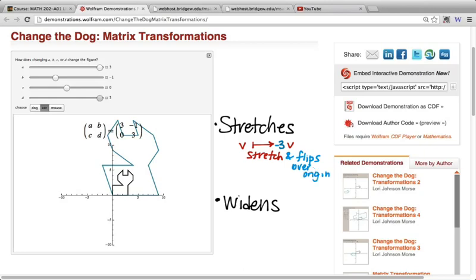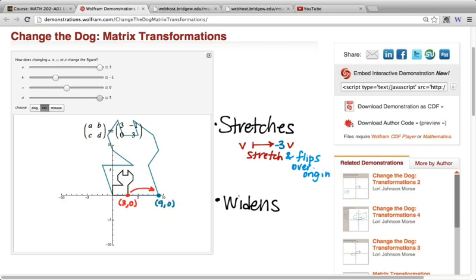It doesn't look like there's any flipping happening here, because our cat used to be facing to the right, and the image is still facing to the right somehow. So at the very least, we can observe that there's been a stretching going on here. In particular, let's take a look at the coordinates of this point on the original image of the cat, which was 3, 0. And then its image under this transformation, the corresponding point, ends up out here at 9, 0.